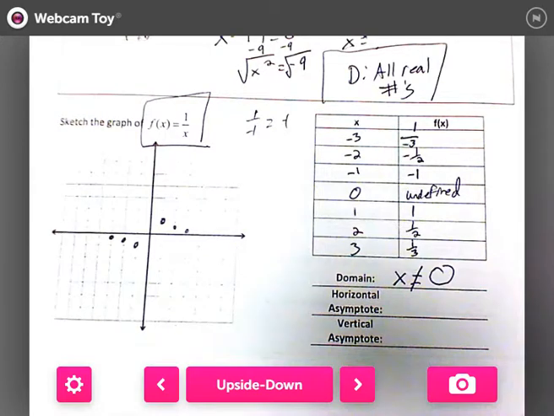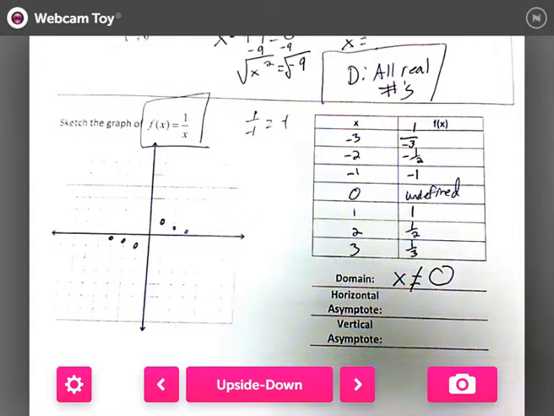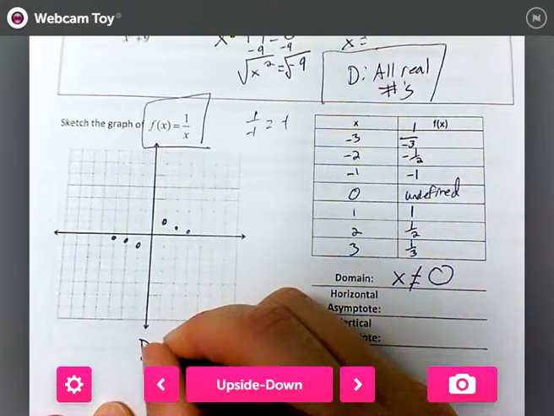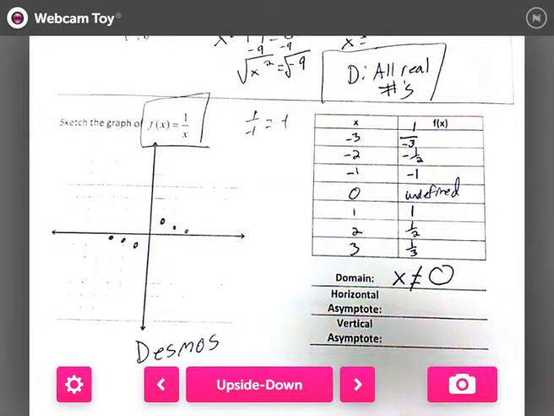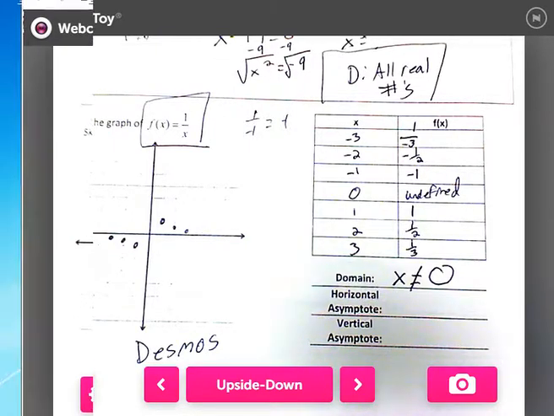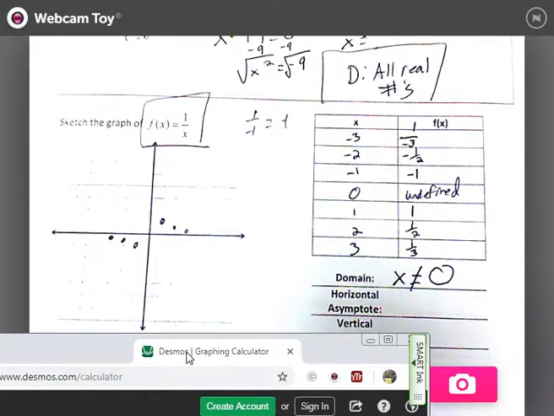So now I'm going to pull up my graphing calculator. And what can you guys use at home if you don't have a graphing calculator? Do you guys know what the best thing to use is? You should probably write this down. Desmos. You guys have used Desmos before?